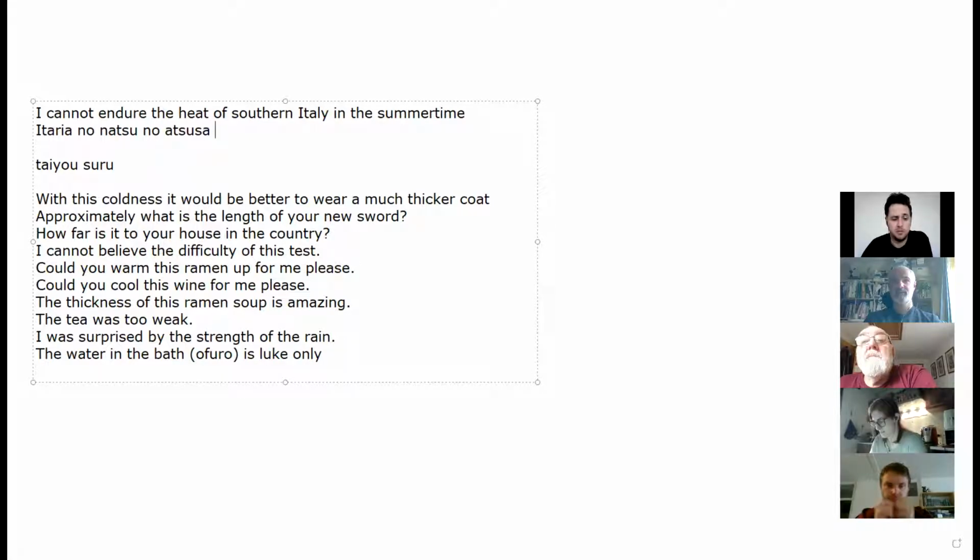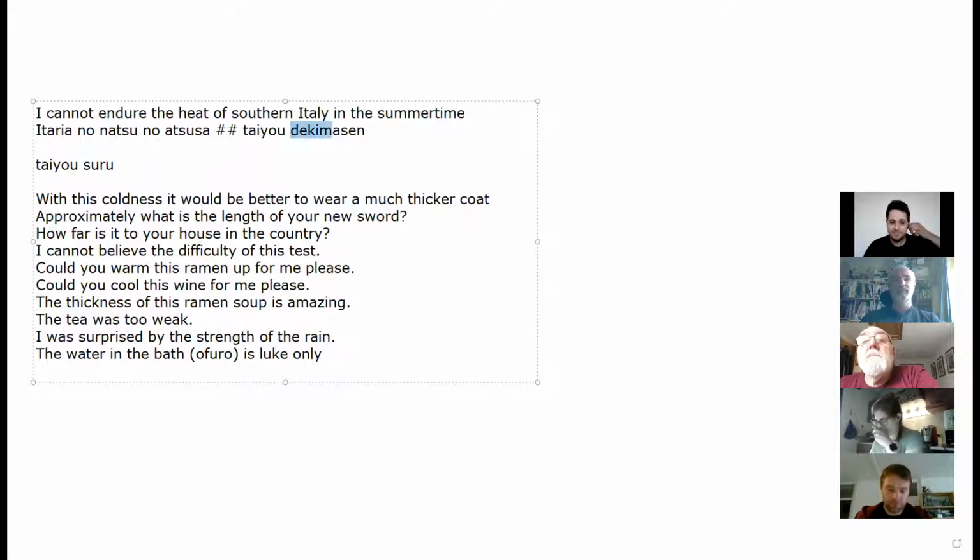Taiyo shimasu. Shinai desu. I cannot. This is what two weeks of holidays do to you. I cannot. I'm not able to. Dekinai. There you go. That's it. So dekimasen.